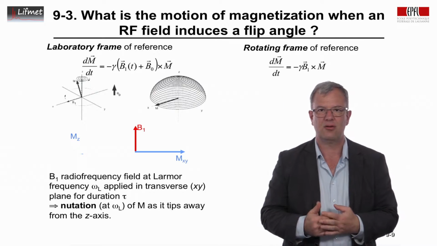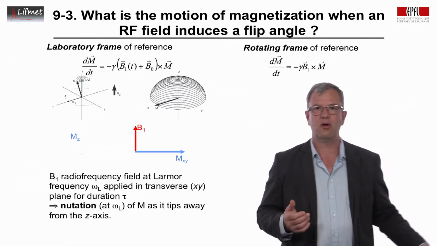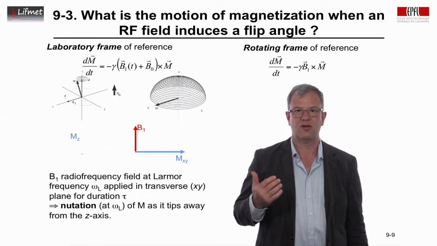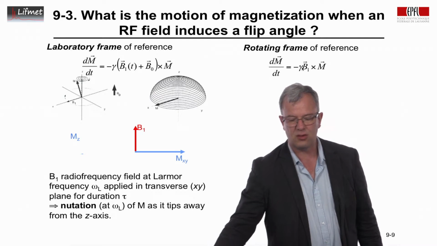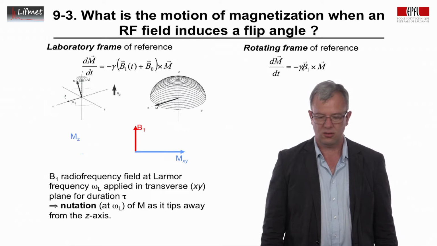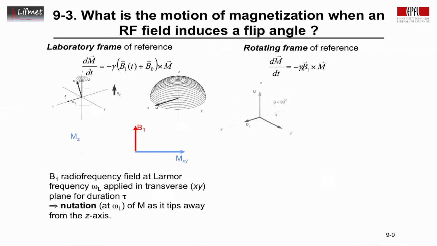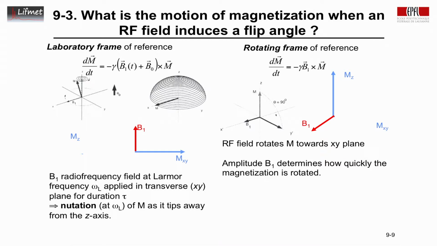So putting ourselves into the rotating frame of reference, where we no longer consider the motion due to the B0, so this term is cancelled by the omega RF over gamma, then in the rotating reference frame we have this equation of motion to consider. So in this rotating reference frame, which rotates exactly at the Larmor frequency, we have a B1 that is stationary. We'll look now at the Z magnetization, and we'll look at the transverse magnetization. And the B1 field now will rotate the magnetization towards the XY plane. The way this works is the X component increases, the Z component decreases.